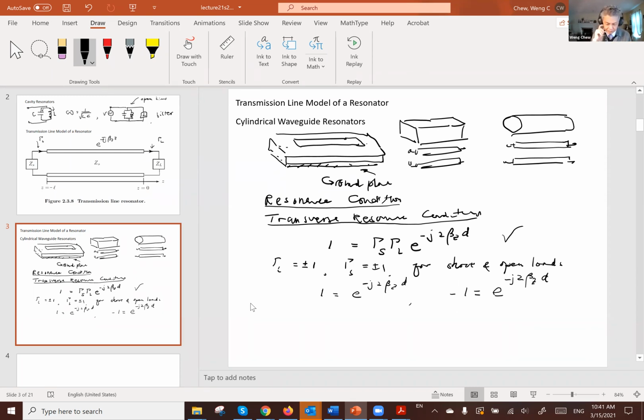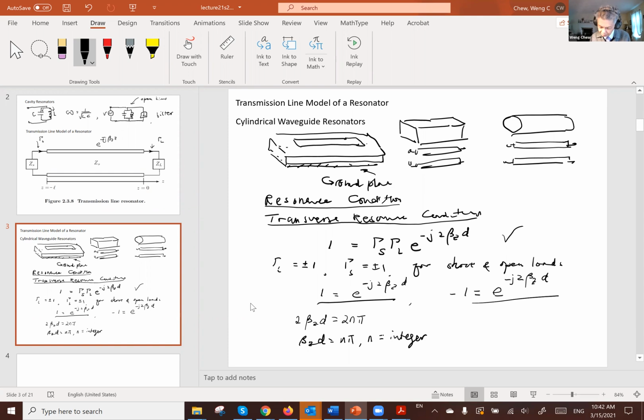Okay, so for the left-hand equation, you can easily solve it. It should be that 2 beta z d is equal to 2 n pi. When you require that 2 beta z d is 2 n pi, or beta z d is n pi, where n is an integer, then the resonance condition will be satisfied.